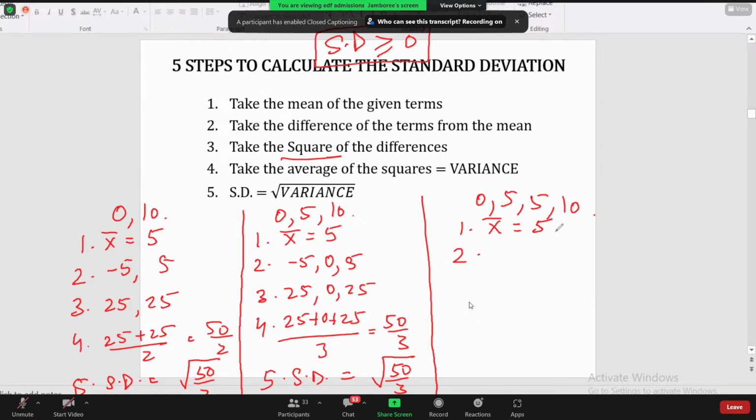Step number 2 is find the differences of the terms from the mean value. 0 minus 5 will be minus 5. 5 minus 5 is 0. 5 minus 5 is 0. 10 minus 5 is 5. Step number 3 is square the differences. So that will be 25, 0, 0 and 25.